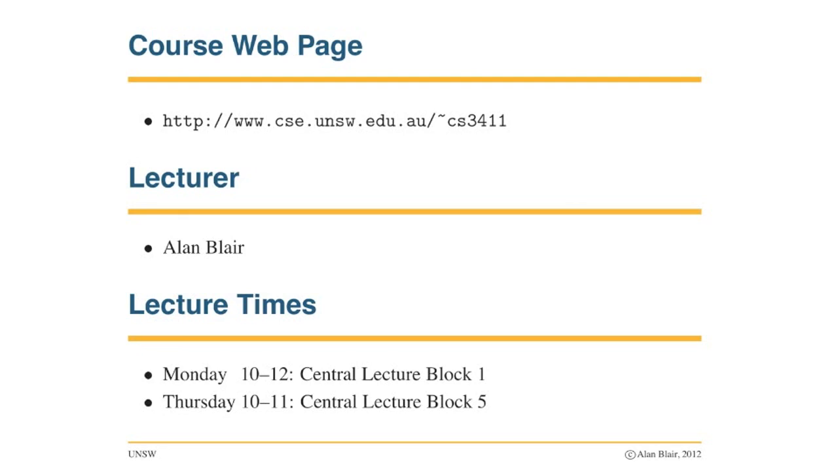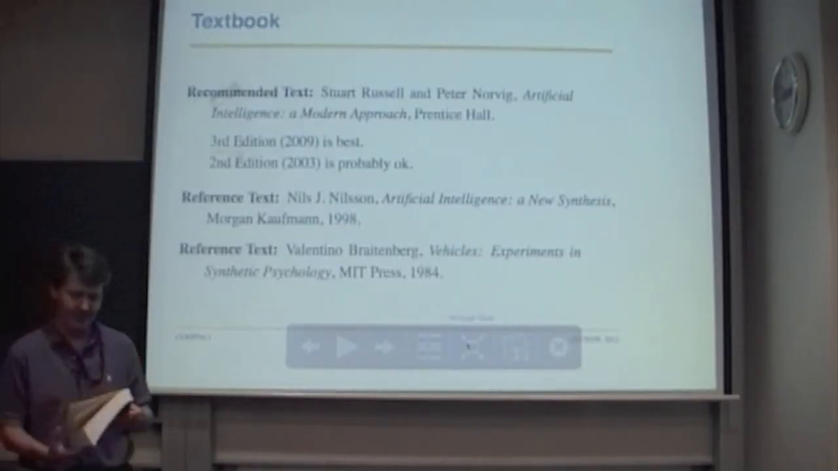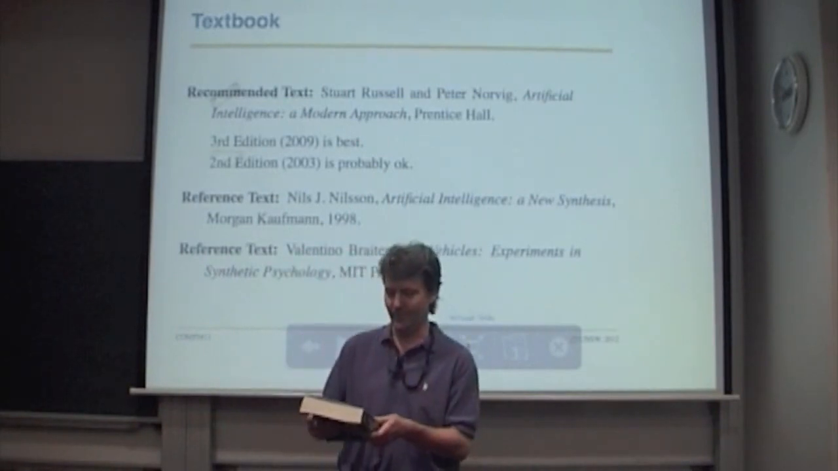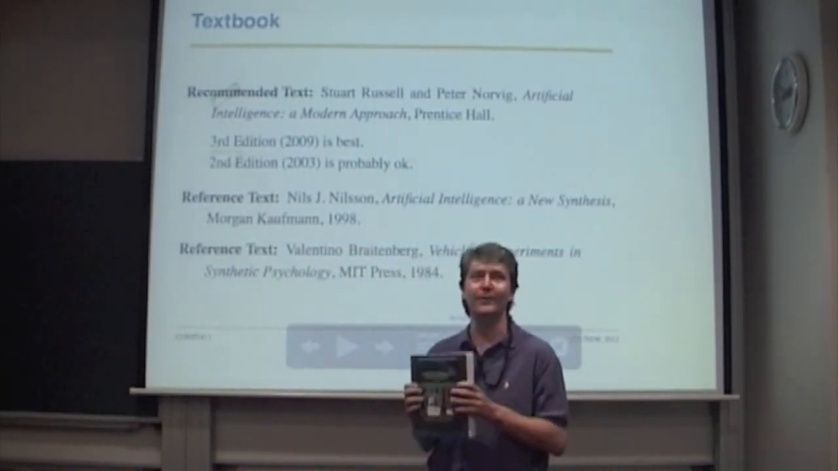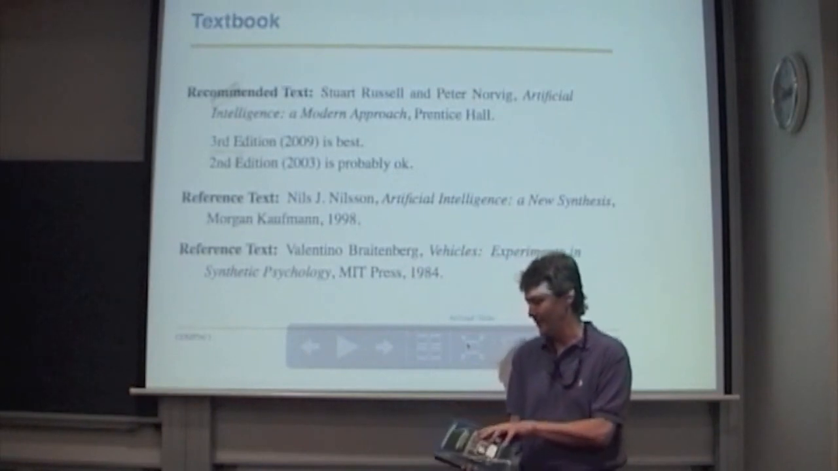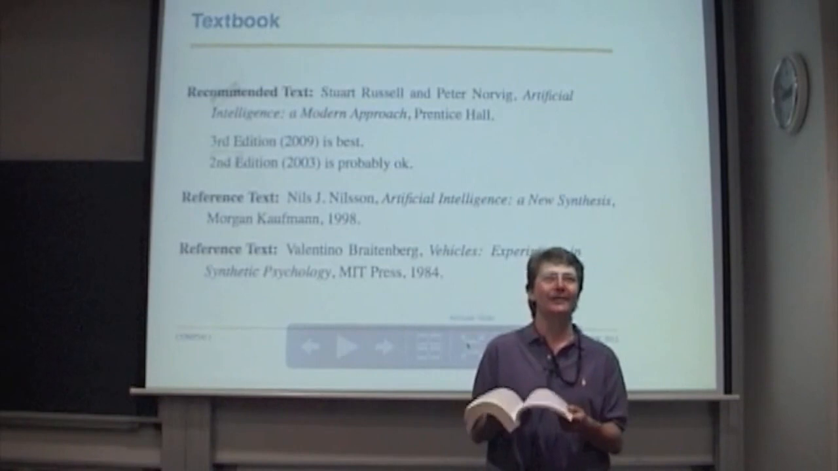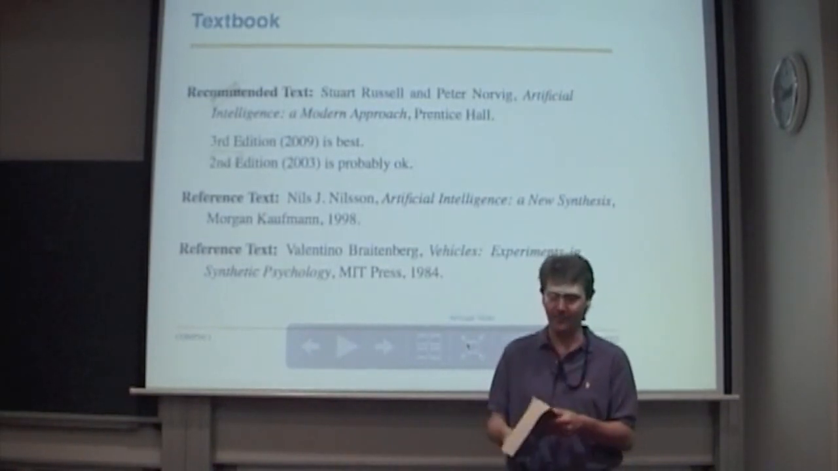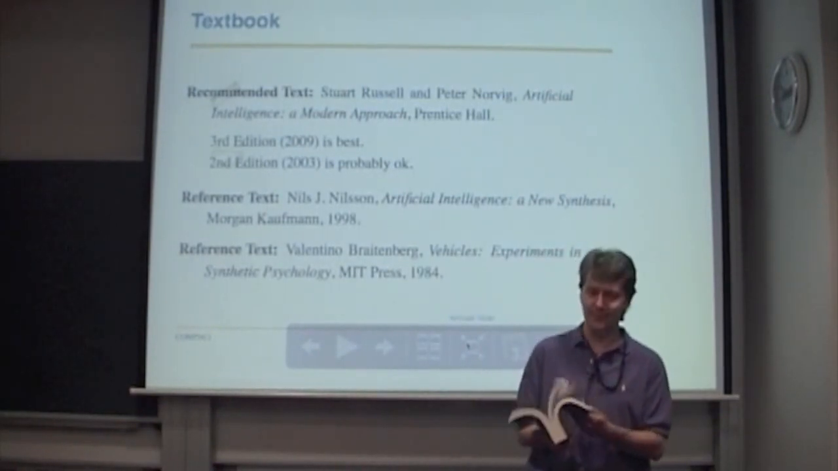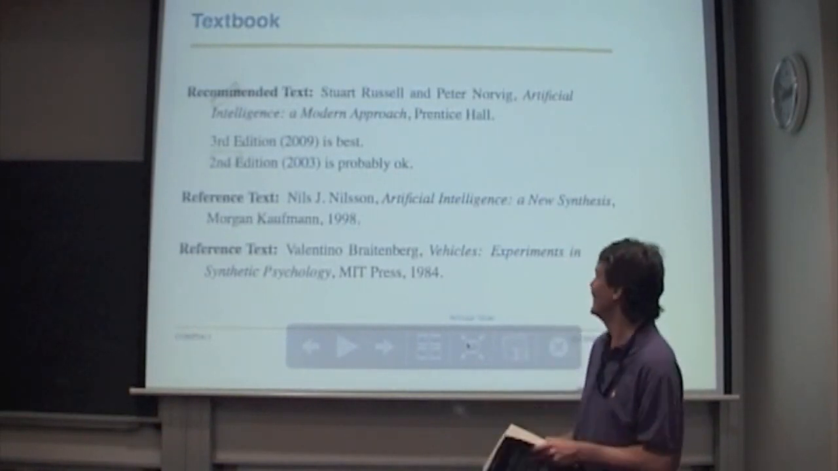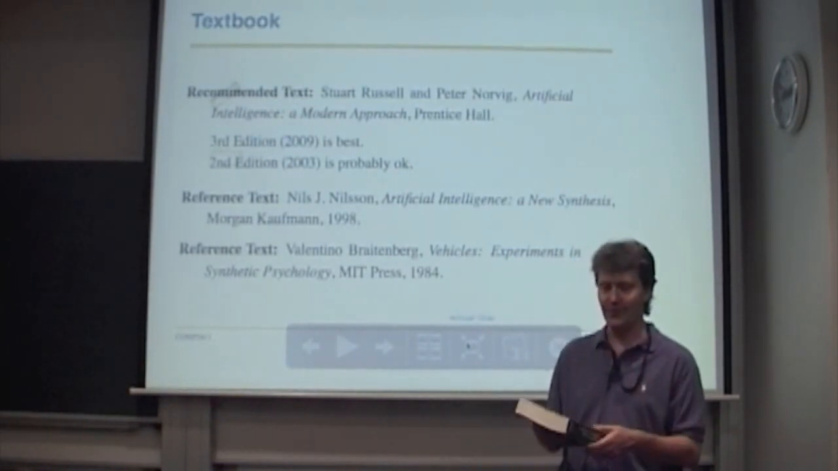These are going to be the lecture times: Monday 10 o'clock to 12 and Thursday 10 to 11 in CLV 5. The textbook for this course is Artificial Intelligence, a Modern Approach by Russell and Norvig. This is a very good textbook. It's used in a lot of courses around the world. It's very thick, covers a lot of topics, with more topics than we could possibly cover in one session, but it's good to have it as a reference book in the future.